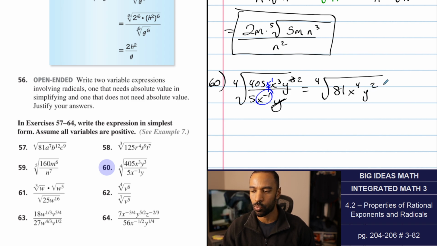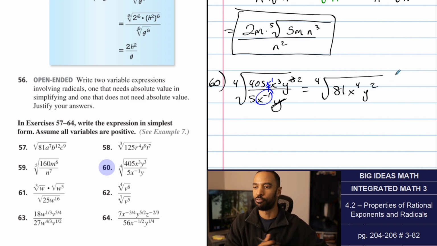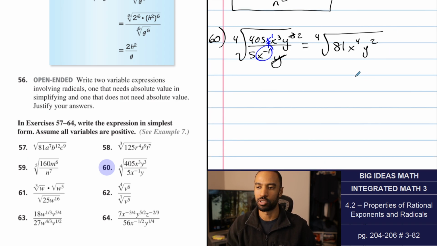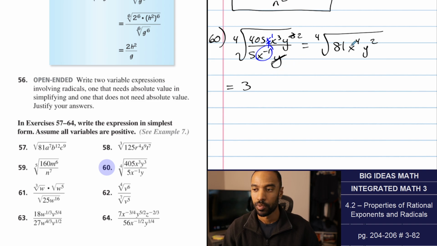we get y squared. So now we have the fourth root of 81 times x to the fourth times y squared. Fourth root of 81 is 3. The fourth root of x to the fourth is x. Remember, variables are positive, so no absolute value. And now y squared can't come out of that 4, so we'd leave it inside.